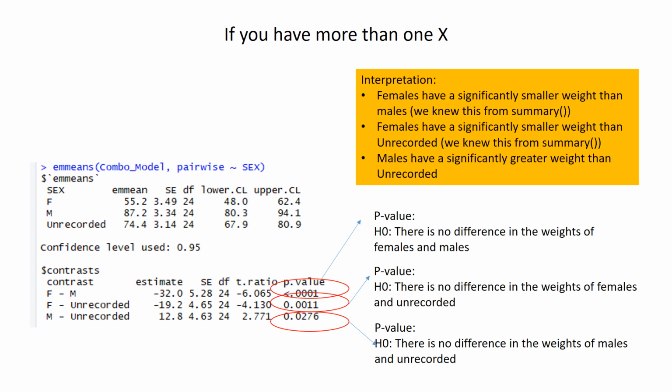Why does this happen? The reason is that the model interprets the output differently if you have more than one predictive variable. In this example, the combo model, so the model with both predictive variables, assesses the effect of sex on weight after the effects of fat have already been considered.